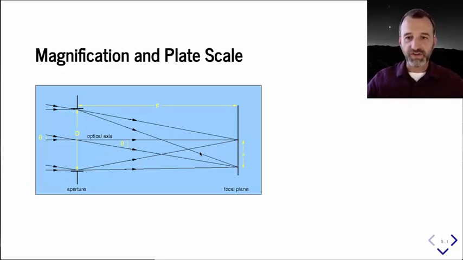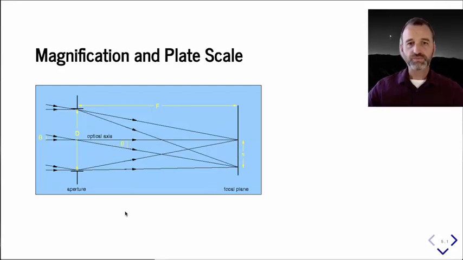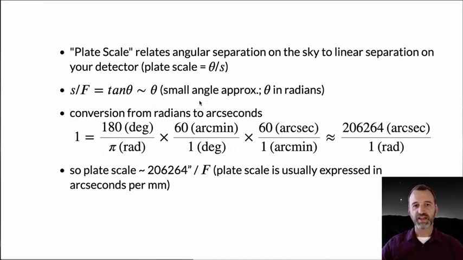The way we can work out what this is, we can note we have a nice right angle here. So we have this line here, which is just F, and this height here, which is just S, and this angle here, theta. And if we put these numbers together, we can calculate what's called the plate scale. The plate scale is just this relationship between that angle, the angular separation on the sky, and the linear separation on our detector or focal plane. It's usually measured in arc seconds per millimeter.